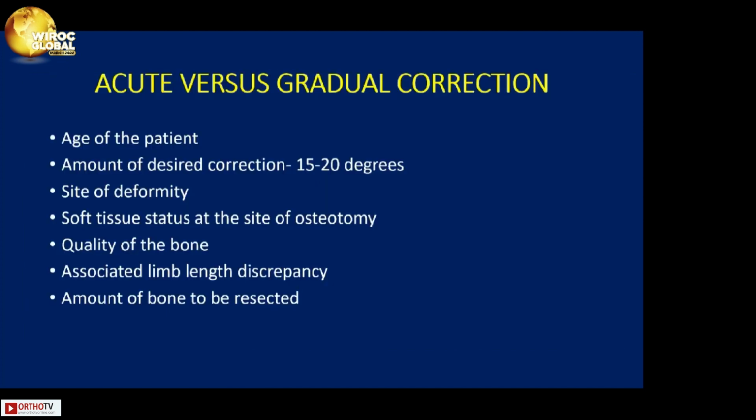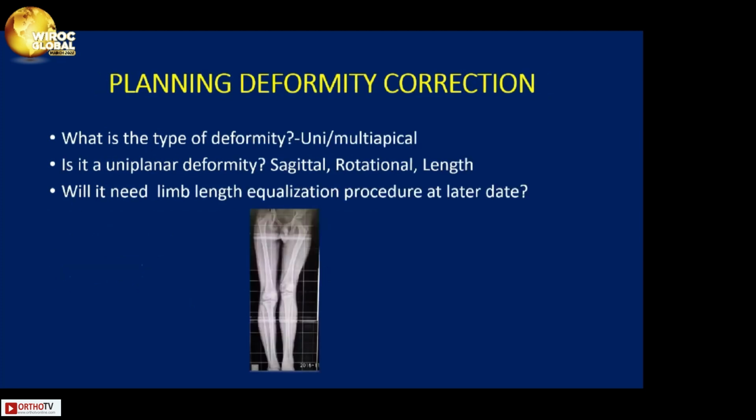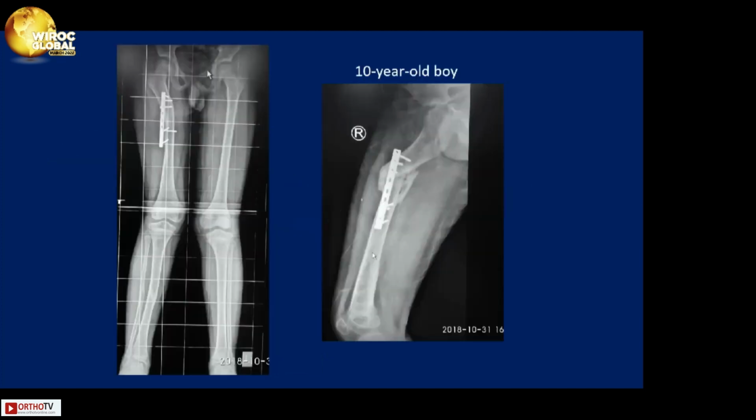There is always a dilemma between acute versus gradual correction when dealing with a deformity in a child. There are several factors like age, the amount of desired correction, where the deformity is, the soft tissue status, quality of the bones like OI, which may not withstand an external fixator, and the associated limb length discrepancy should be taken into consideration. The deformity correction is planned as described previously by the speakers.